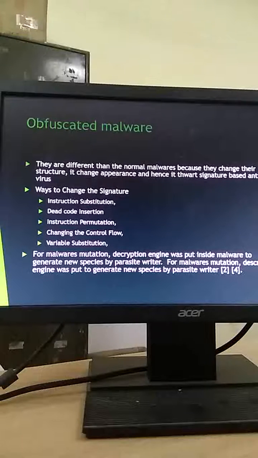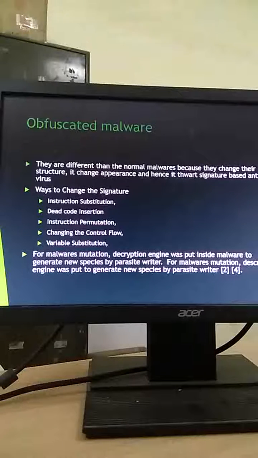So, instruction substitution, dead code insertion. Instead of a specific instruction like add, it uses addx or some other instructions, so multiplying, and then this instruction is changed, so the signature will change. Similarly, it adds a few unnecessary dead code instructions, instruction permutations, changing the flow of the structure, and variable substitution. So using these five basic techniques, the program structure internally changes and the overall signature of the malware changes.